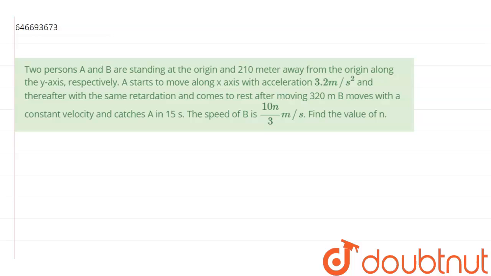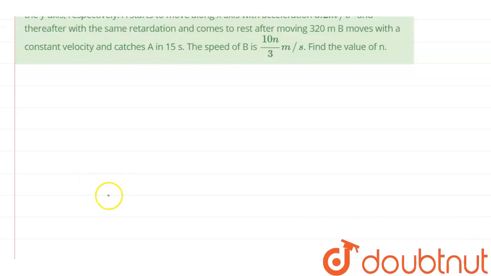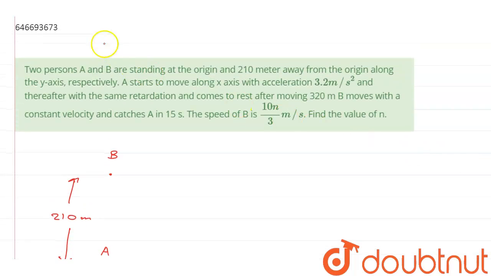Two persons A and B are standing at the origin and 210 meters away from the origin along the y-axis respectively. So, let's say this is our origin. A is here and B is here at a distance. Now, A starts to move along x-axis with acceleration 3.2 meter per second square, and thereafter with the same retardation comes to rest after moving 320 meters.